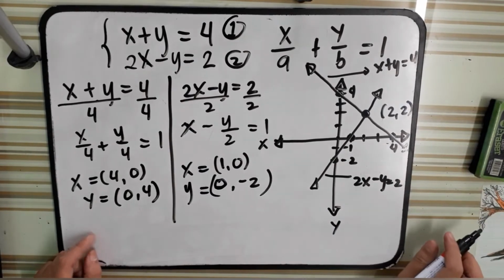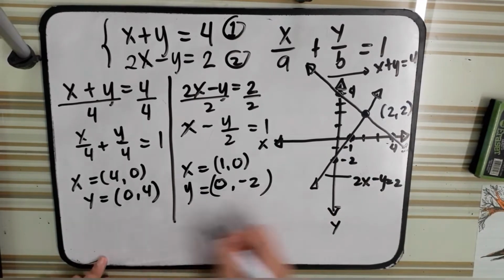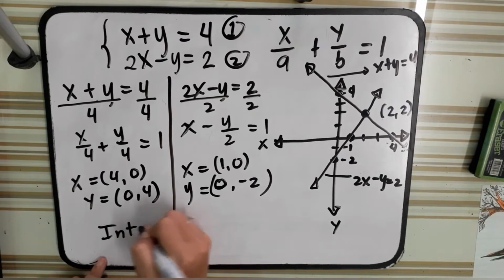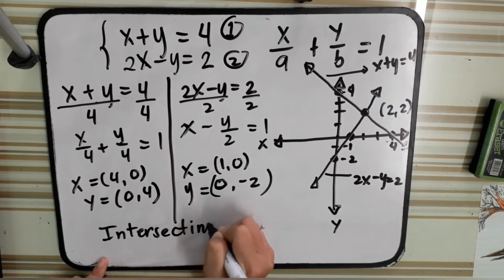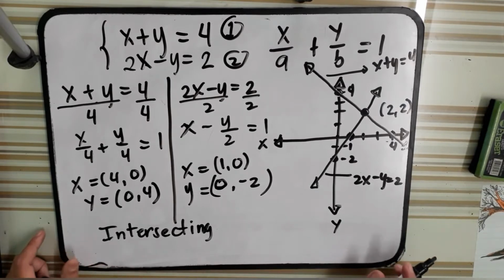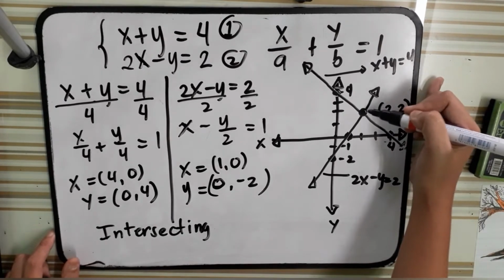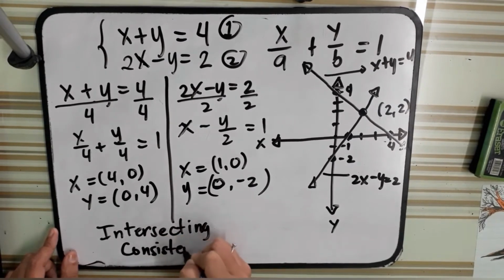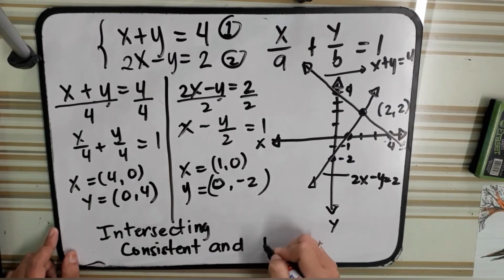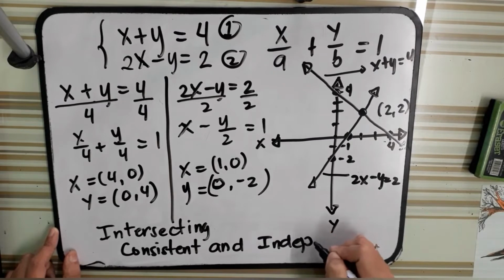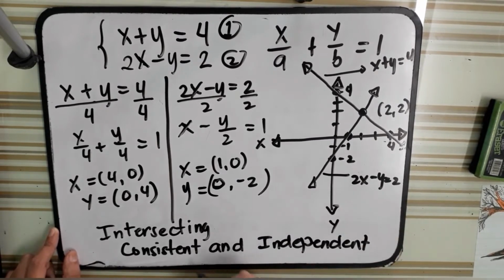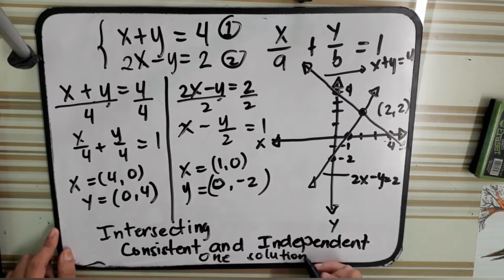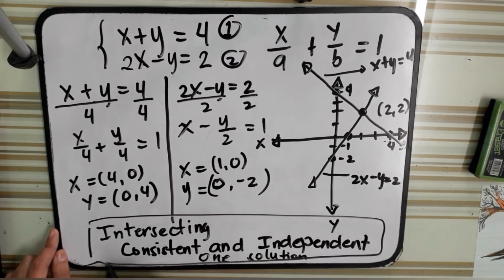So what will be our conclusion when this is the graph that comes out? We call this graph intersecting lines. Its appearance is intersecting. As we observe on the graph, the lines intersect at exactly one point. So the classification of our system is consistent and independent, having only one solution. These are the things we need to remember after graphing.